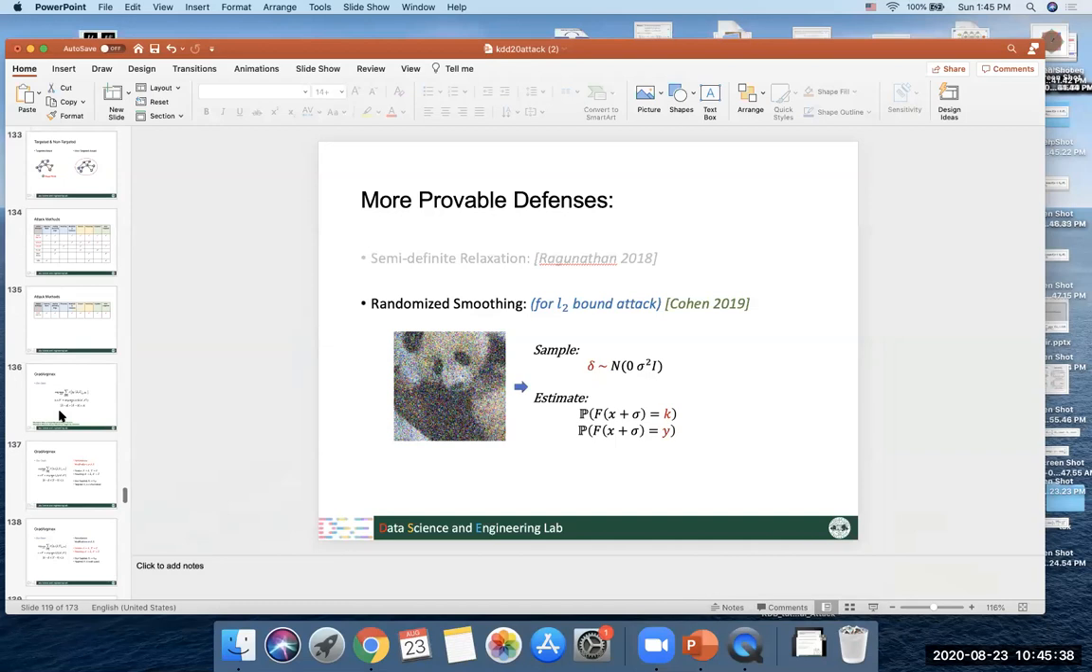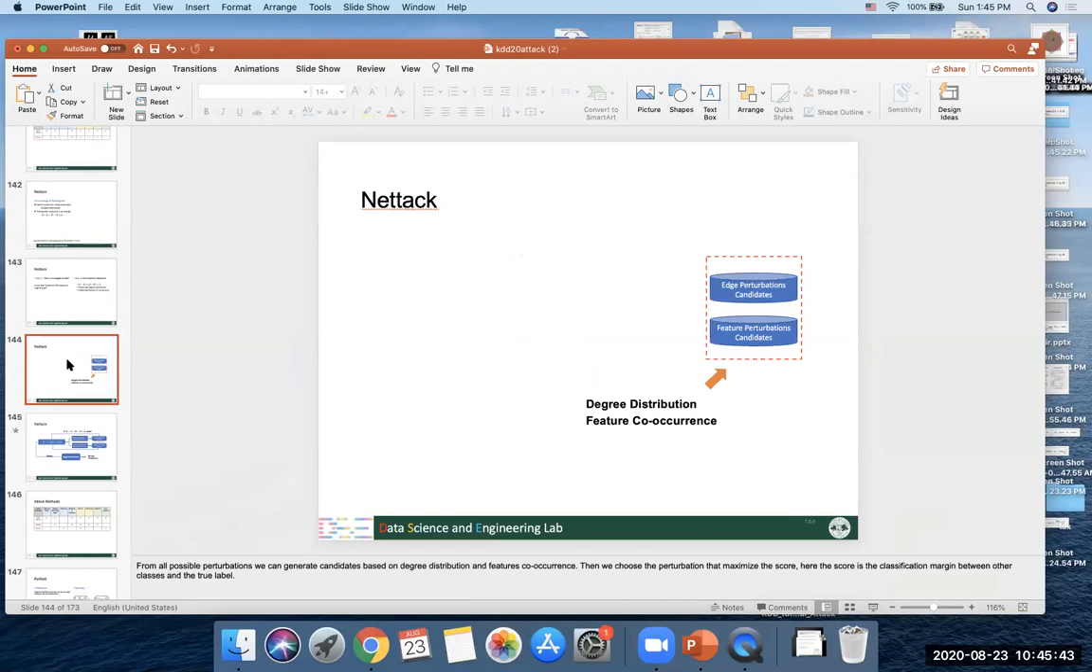If you have any questions about the graph attacks and the defenses, you can just shoot and we will help to answer.